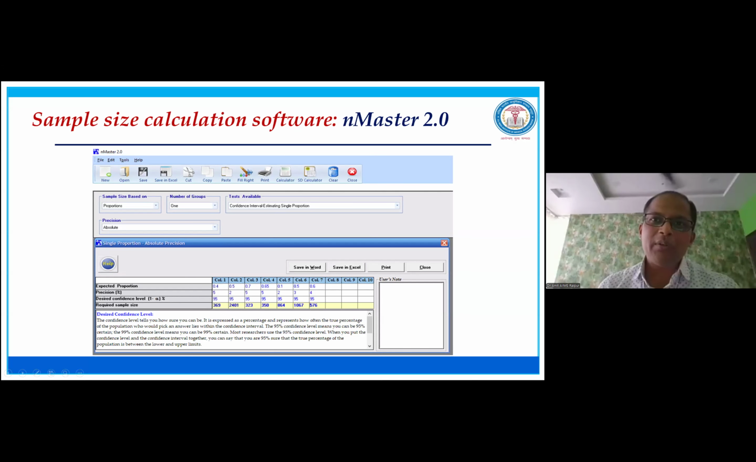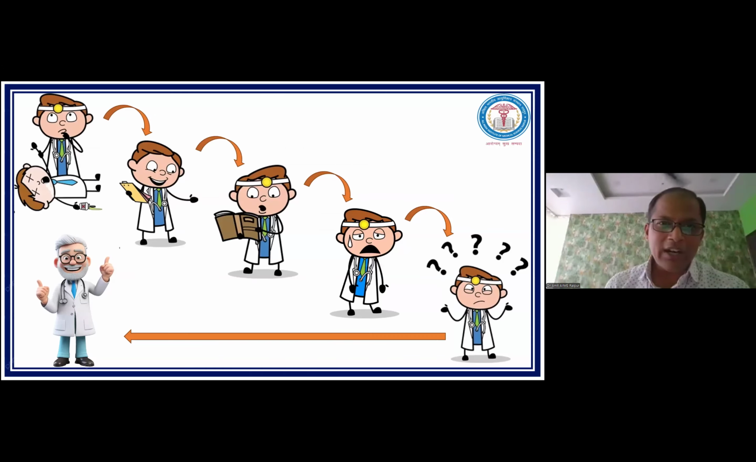This software is not free, actually. When I bought it, it was around 2,500 with taxes and all. So if you want this software, you can contact the Department of Biostatistics, CMC Vellore. I hope I have done justice to the topic allotted to me, and I think whatever we have discussed will help you in preparing your protocol or in conducting your research in your respective places.